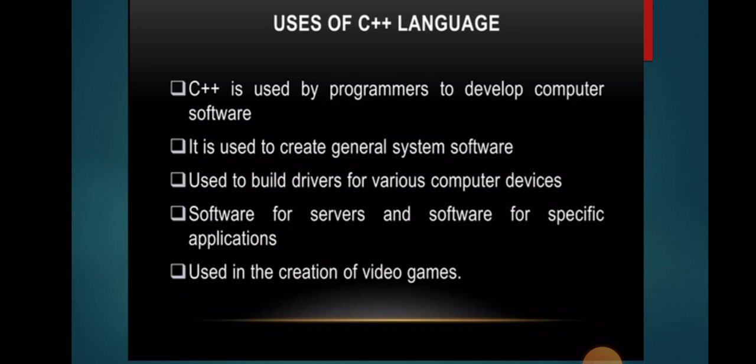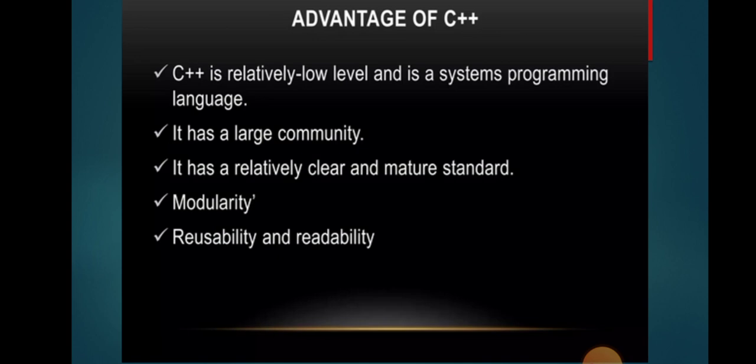What are the uses of the C++ language? C++ is used by programmers to develop computer software. It is used to create general system software, drivers for various computer devices, software for servers, and software for specific applications used in the creation of video games.